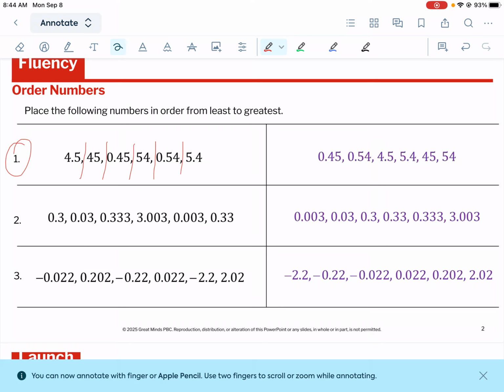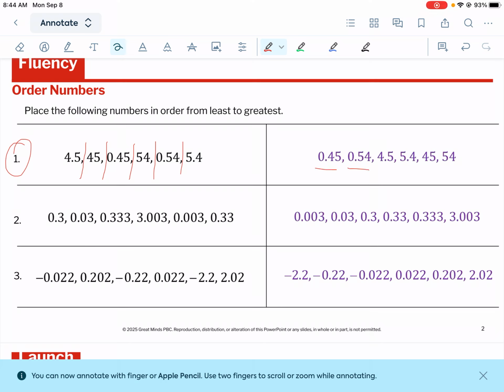For number 1, we have 4.5, 45, and then 0.45. We have 54, 0.54, and 5.4. And this is kind of structured as a trick question because naturally you would assume that anything with 45 in it will be less than 54. But we reordered it on the board to show that the smaller decimal numbers, 0.45 and 0.54, would be the first 2 numbers in order. That is right here.